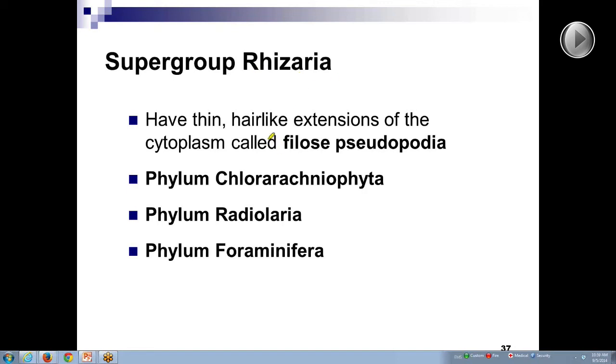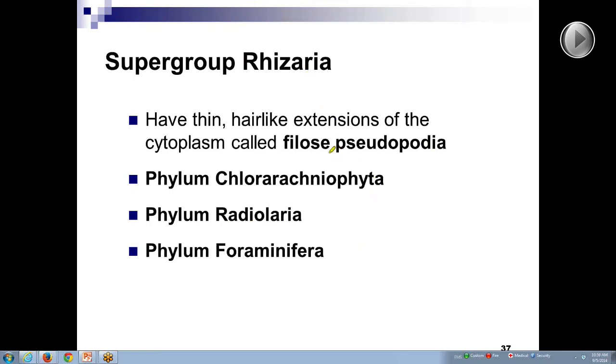Rhizarians all have hair-like extensions of the cytoplasm called filopodia. So what does that mean? Remember what a pseudopod is? A pseudopod means false foot. So this is just a very thin false foot that can extend through tiny holes in their shells. So Chlorarachniophyta, Radiolaria, and Foraminifera are your 3 major phyla within this Rhizaria group.